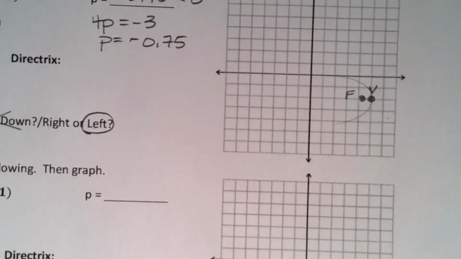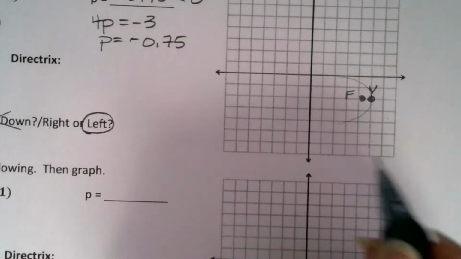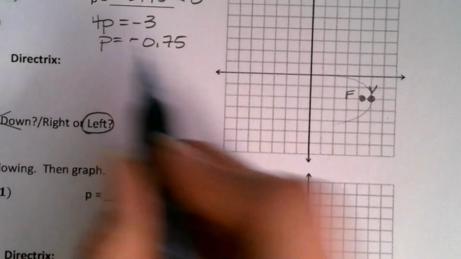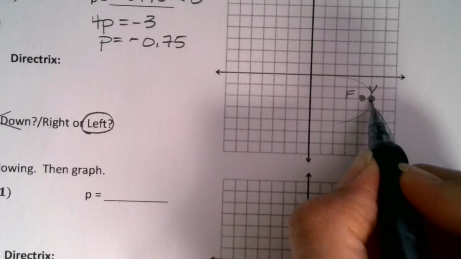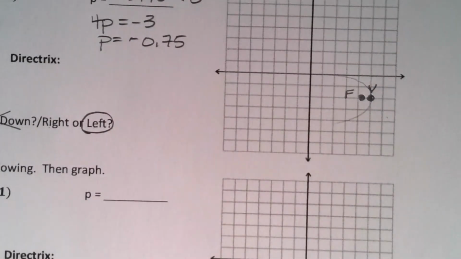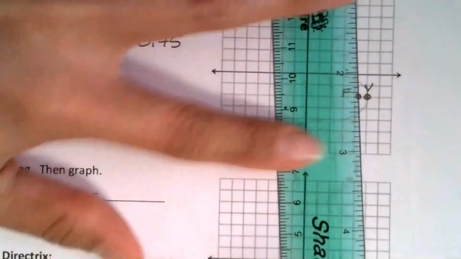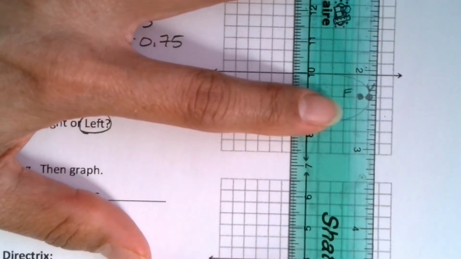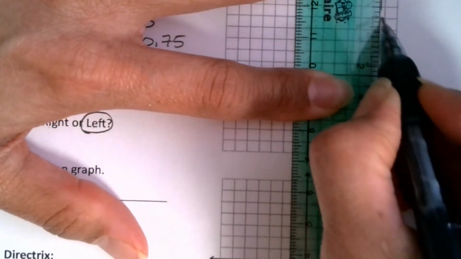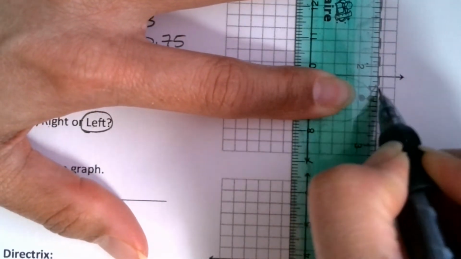Now, I know for a fact as well that the distance from my vertex to my focus is my p-value, but also the distance of my vertex to the directrix. So I am going to come over here and draw my directrix 0.75 units to the right, and I'm going to use a ruler here to speed up the drawing of my dashed line. And this is my directrix.